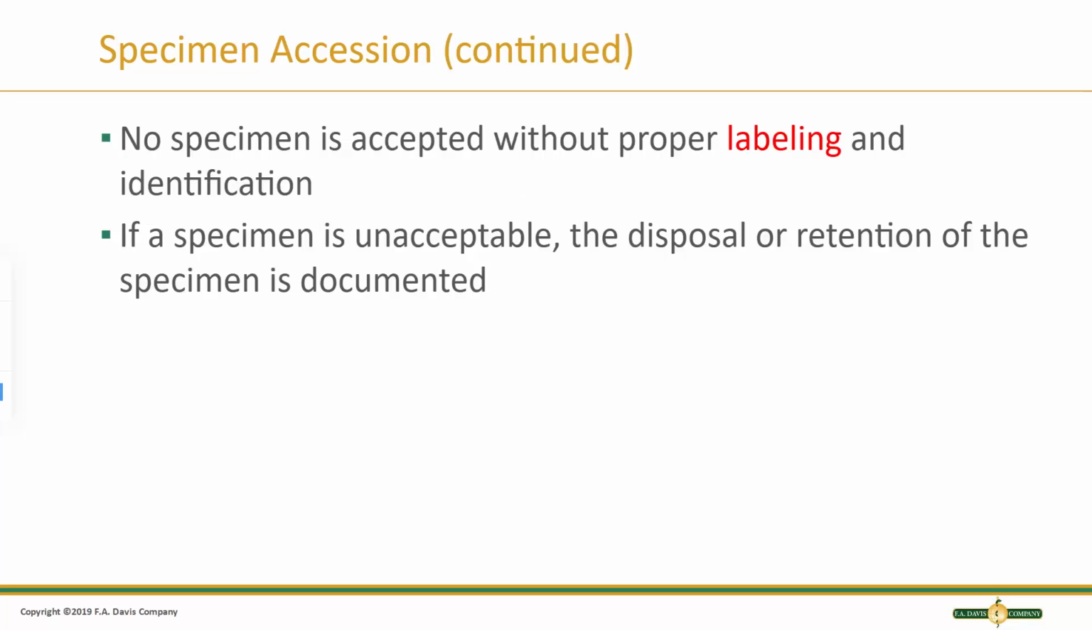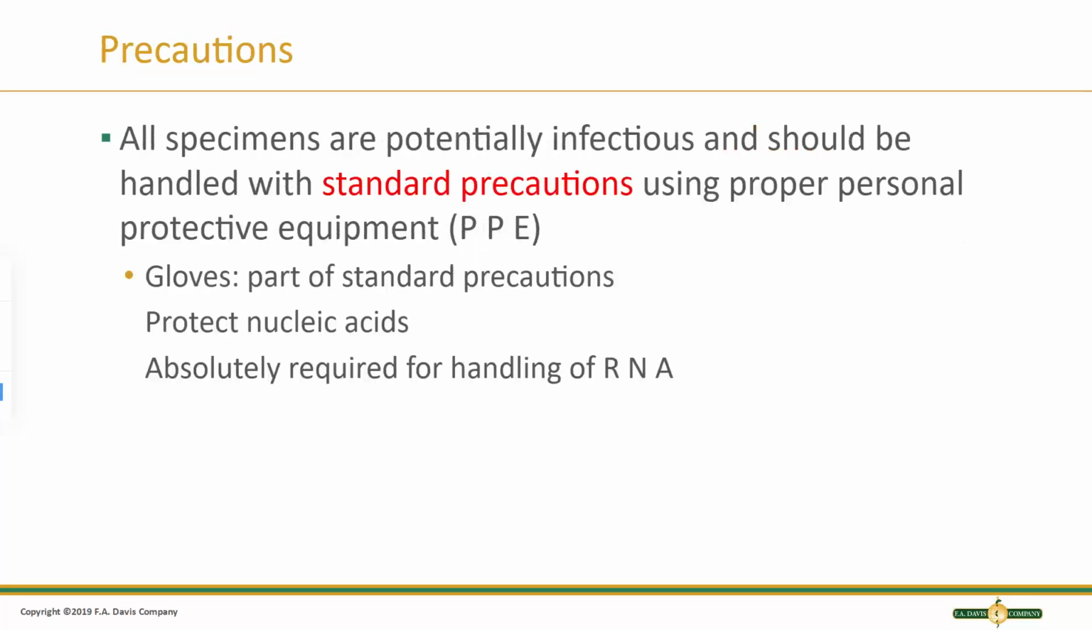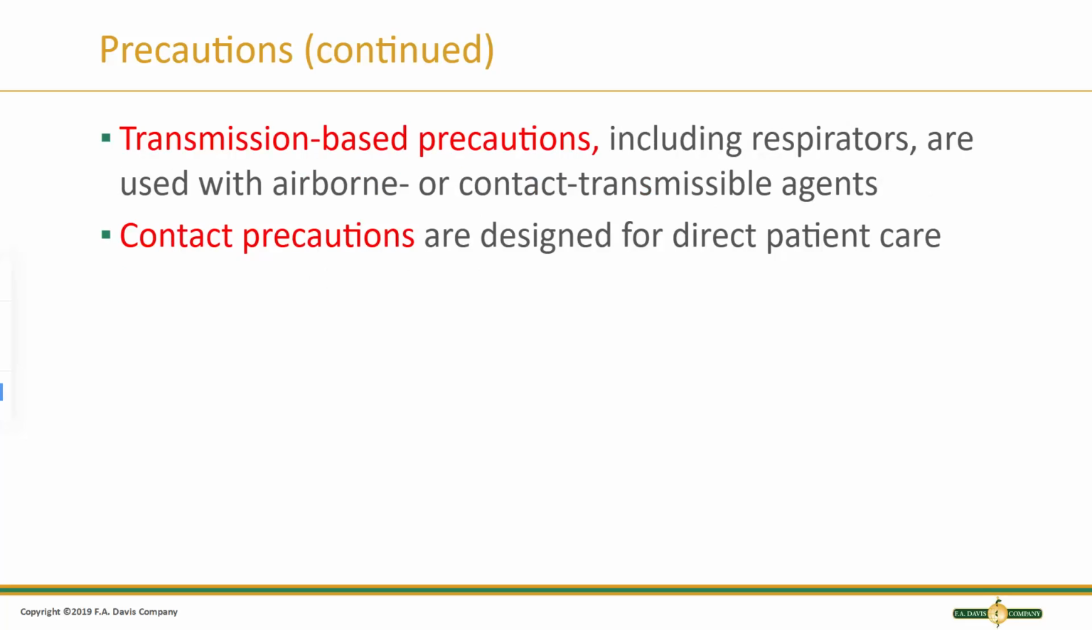No specimen is accepted without proper labeling and identification. If a specimen is unacceptable, the disposal or retention of the specimen is documented. All specimens are potentially infectious and should be handled with standard precautions. So this should all be pretty much a review of basic specimen handling. So gloves, that's part of the standard precautions. They protect nucleic acids, and they're absolutely required for handling of RNA. Transmission-based precautions, including respirators, are used with airborne or contact transmissible agents. Contact precautions are designed for direct patient care.